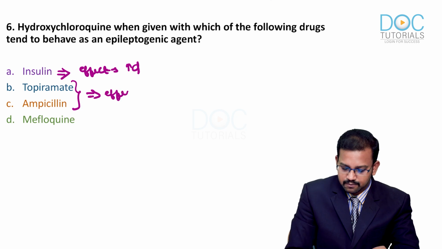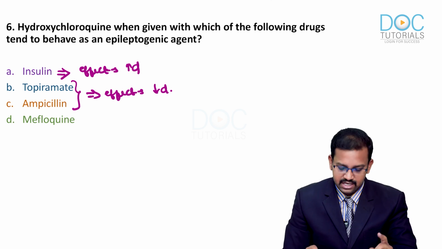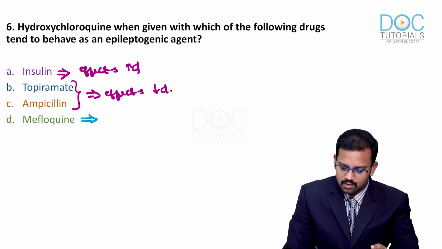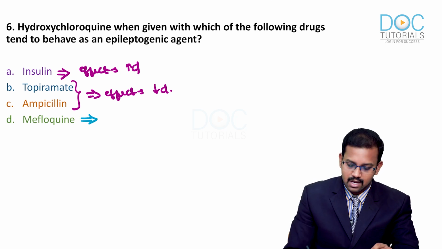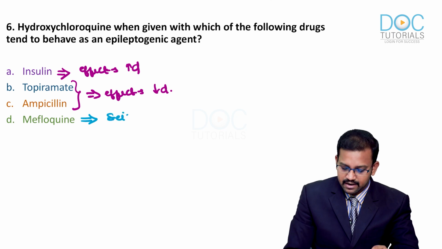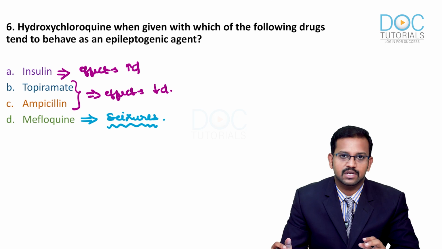Topiramate, the effect of both of these drugs is going to be decreased. That's also the reason why it behaves as an epileptogenic agent. And also, the most important one is here, if you want to select one option, we have to go for mefloquine, because when hydroxychloroquine is given with mefloquine, it tends to induce development of seizures, even in patients who are not already epileptic, right?